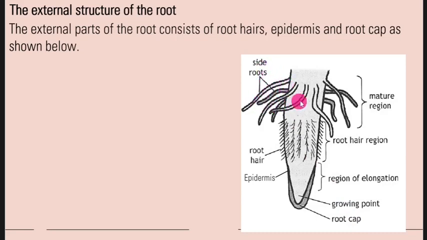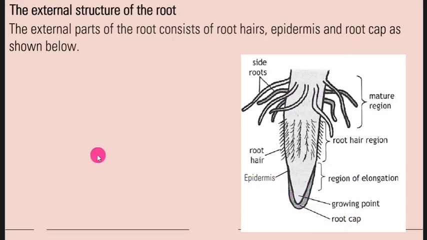These side roots are still roots like this one going down here. So what you are supposed to know here is that we have the root hair, these ones here, and then we have the epidermis, which is the outer layer, and then we have the root cap, which is the tip of the root. So these are the external parts of the root, and then you need to know the structure of the root as it is appearing here.